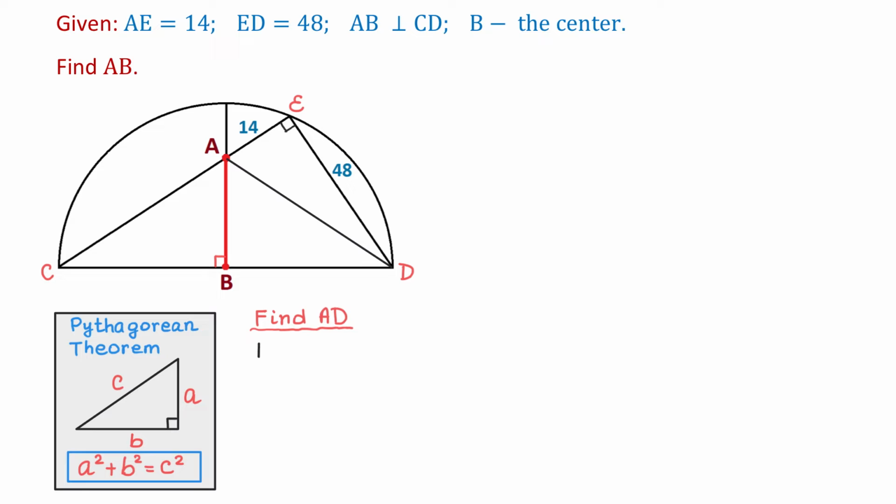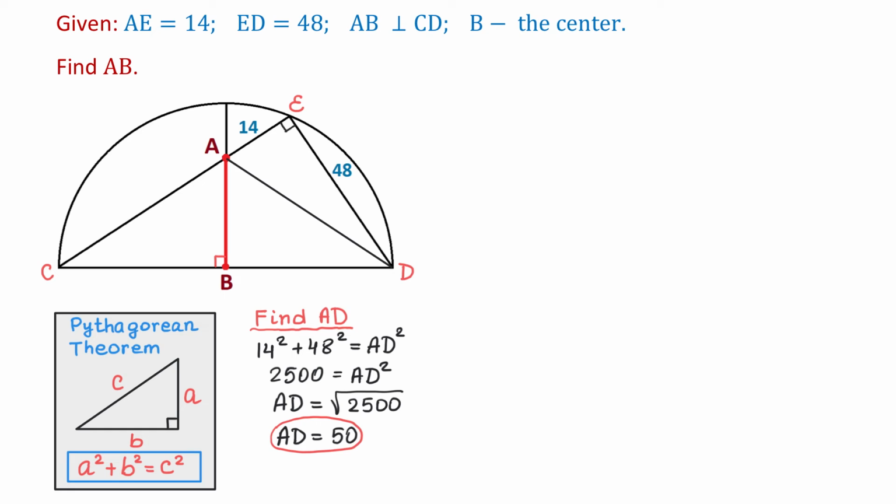So we will write 14 squared plus 48 squared equals AD squared. Then 14 squared plus 48 squared is 2500, which equals AD squared. Then to find AD, we will take the square root of 2500. Then AD equals 50. And now in this figure, if AD is 50, then AC is also 50.